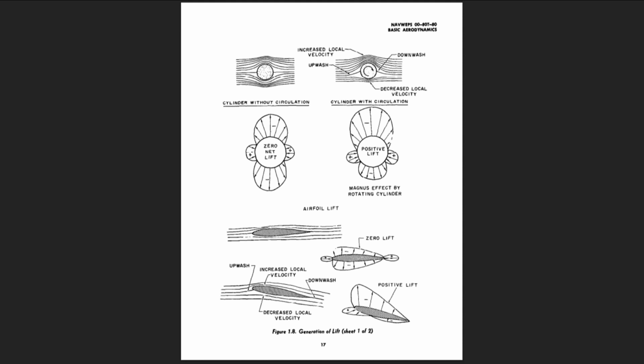The effect of the addition of circulatory flow is appreciated by the change in the pressure distribution on the cylinder. The increased local velocity on the upper surface causes an increase in upper surface suction, while the decreased local velocity on the lower surface causes a decrease in lower surface suction. As a result, the cylinder with circulation will produce a net lift.